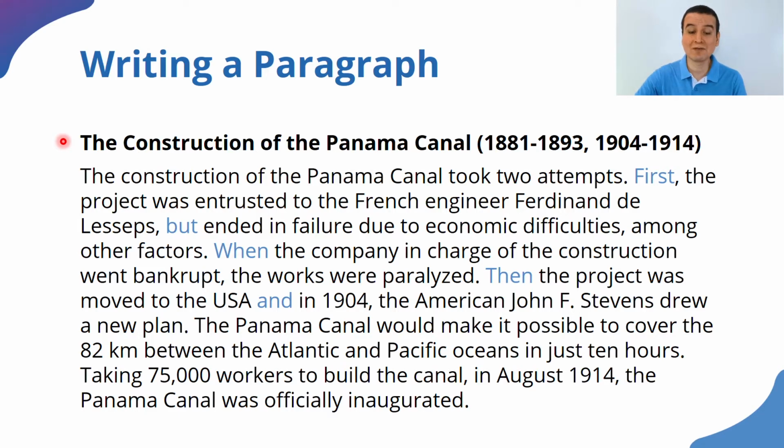Now we have the rest of the information that tells us how the American engineer completed the project. The Panama Canal would make it possible to cover the 82 kilometers between the Atlantic and Pacific Oceans in just 10 hours, this is a very nice complex sentence, taking 75,000 workers to build the canal. In August 1914, the Panama Canal was officially inaugurated. All right? Thank you very much for having done that exercise with me.